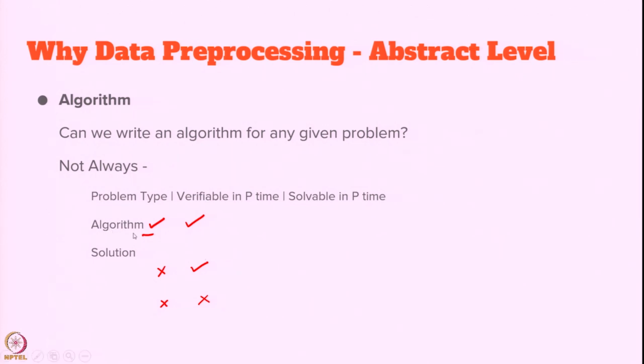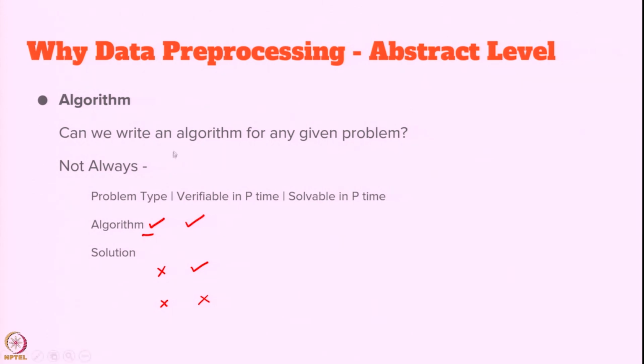What is algorithm? In algorithm, we can write an algorithm and we can run the algorithm in a given amount of time, or we can verify the solution in a given amount of time. In the third case, we cannot do anything. So the third case is where actually we cannot write an algorithm, where it takes a lot of time, or there is one more constraint called space that we will discuss in the coming slides.